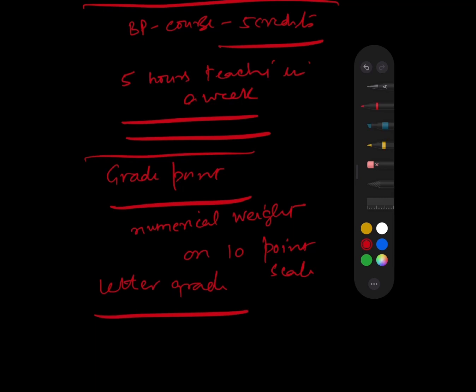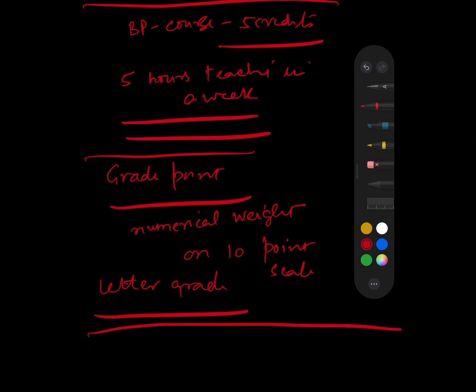Letter grade is actually an index of the performance of the student in a said course. They are denoted by, say, O, A plus, A, B plus, B, C, P, and F. I'll tell you the chart also.